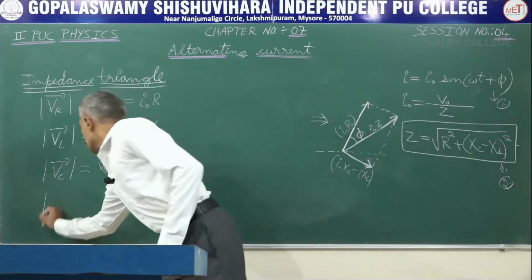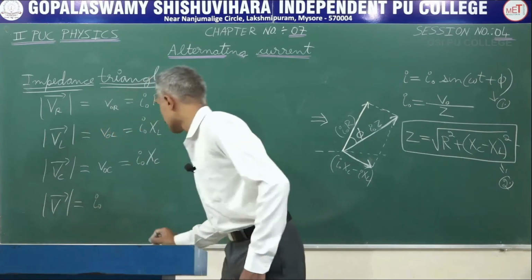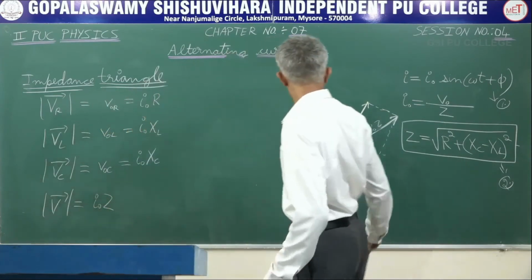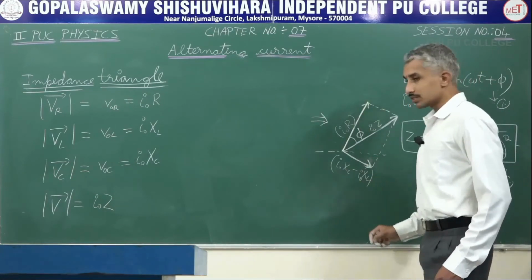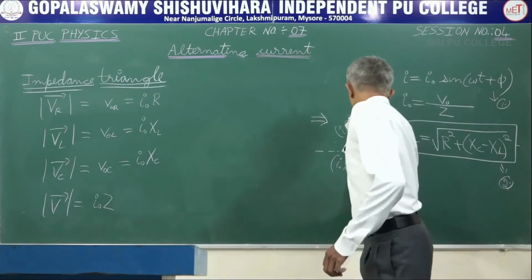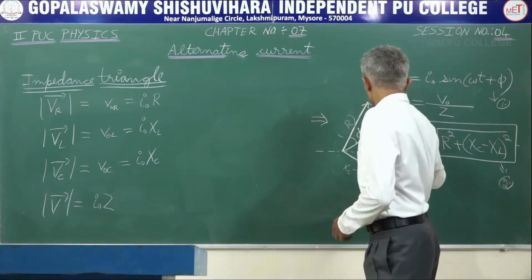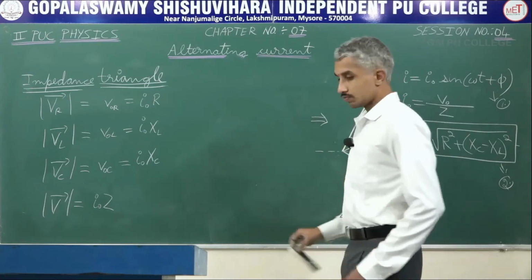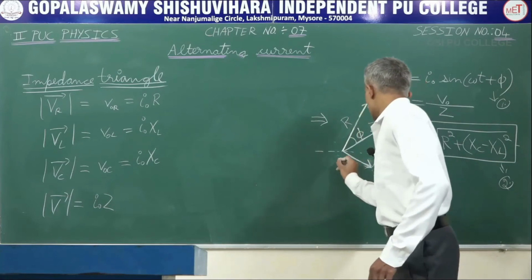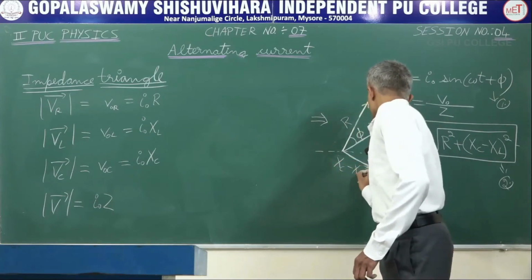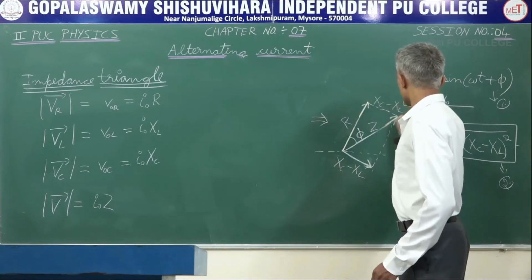The magnitude of source voltage can be written as I naught into Z. In all this, the current I naught is common. So if you take out the common term I naught, finally what you get is Z, R, XC minus XL. These both are parallel, so I can also write here as XC minus XL.